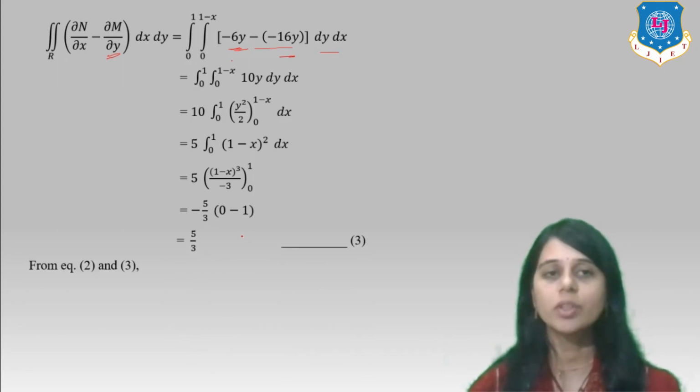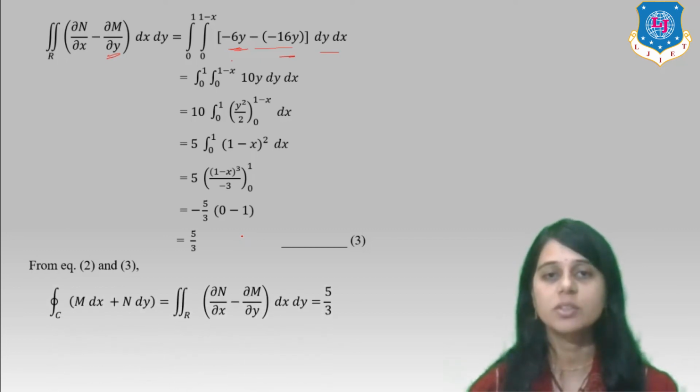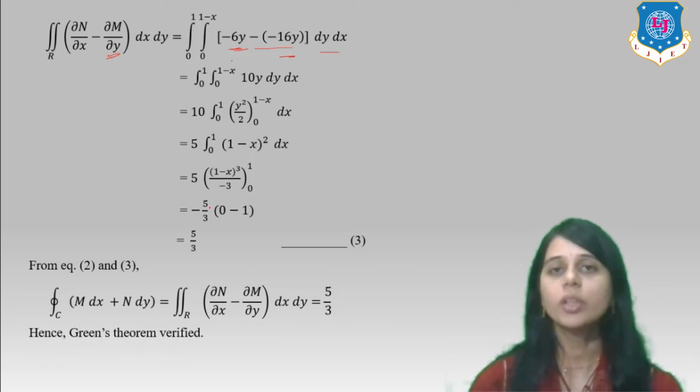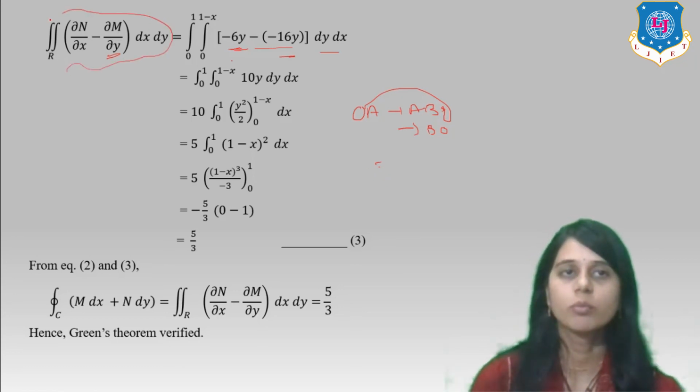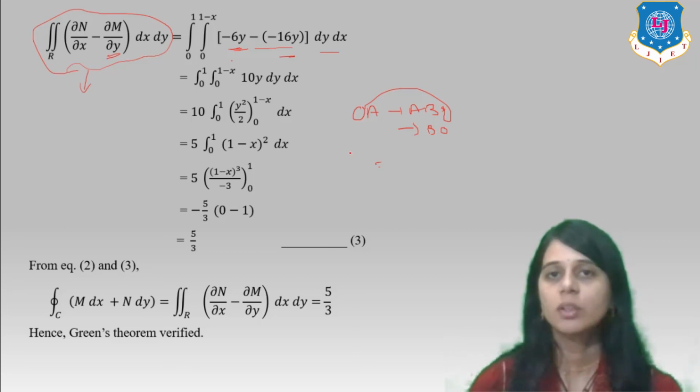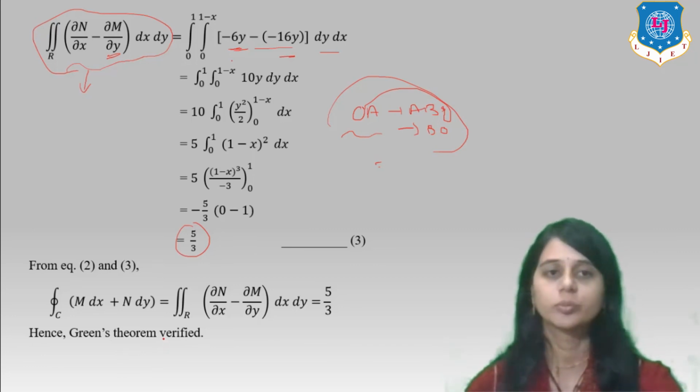Now equation 2 and equation 3 have the same answer. That means we have verified Green's theorem. What we do is take the 3 line integrals OA, AB, BO and add them, and compare with the double integral over the area, which is the Green's theorem statement. The answer from the Green's theorem statement and the answer from the line integral formulation are the same. So we say that Green's theorem is verified.